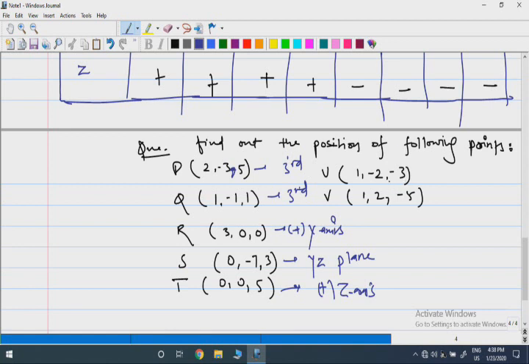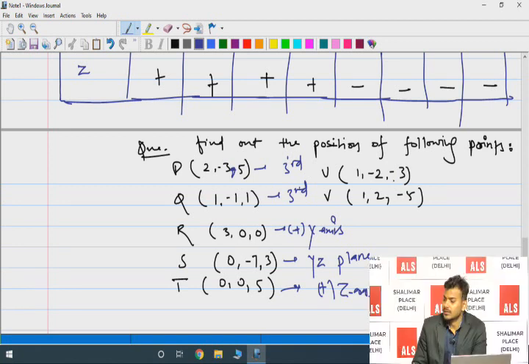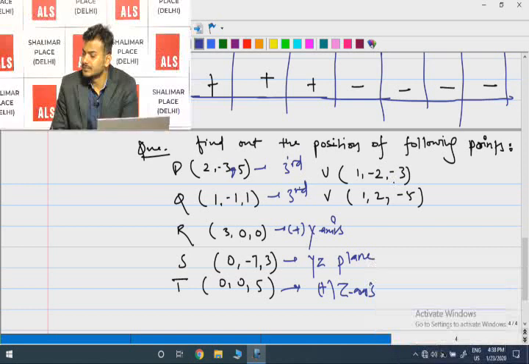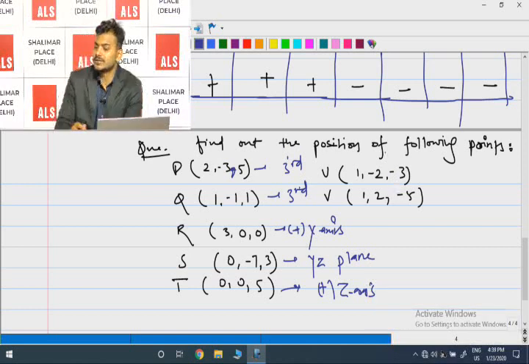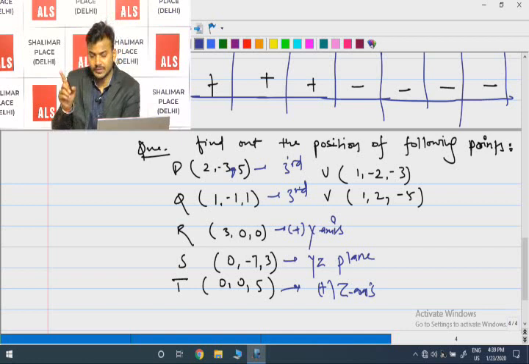1 minus 2 minus 3. Now what is the answer? 1 minus 2 minus 3 means x positive, y negative and z negative, right? So what is your answer? Let me check. You have answered only for PQR. Anyway, 1 minus 2 minus 3: x positive, y negative, z negative, right?